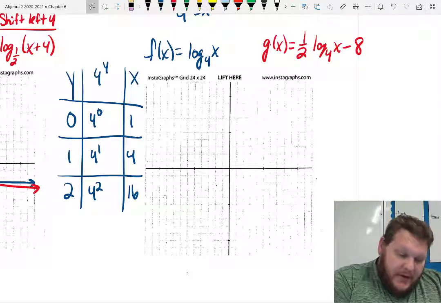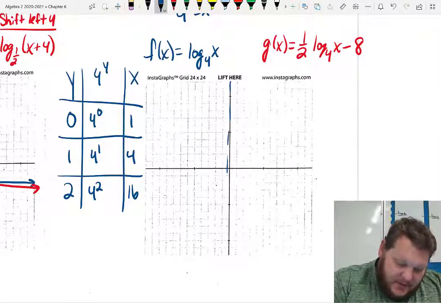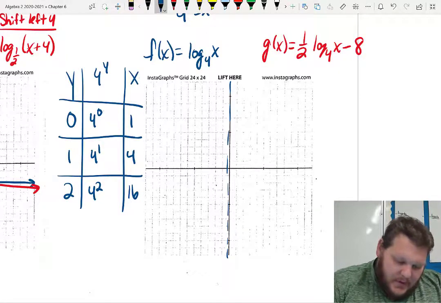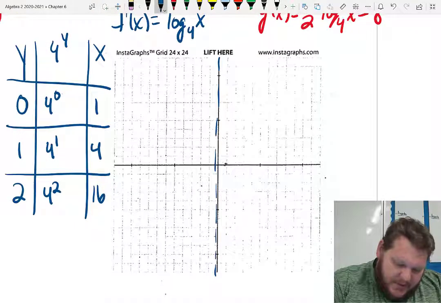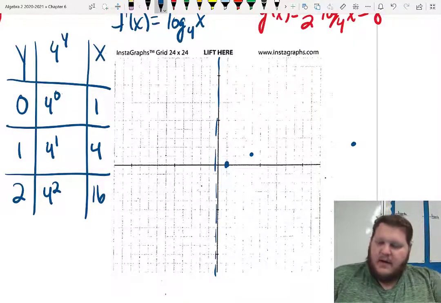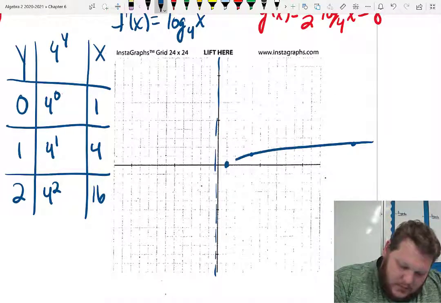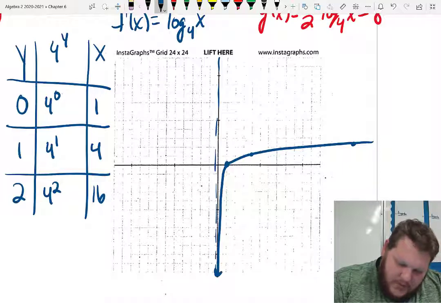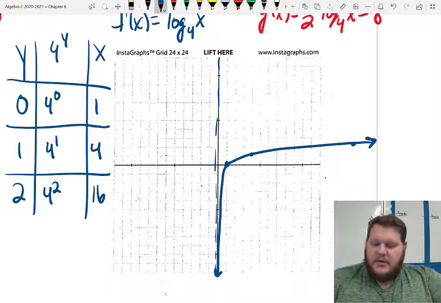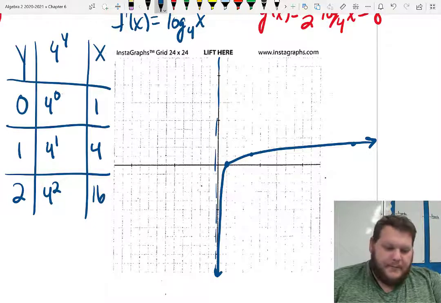So vertical asymptote at 0 still, so I'm still hunky-dory there. Again, (1, 0), (4, 1), and then (16, 2). So that's 10, 11, 12, 13, 14, 15, 16, 2 is about right there. It's about right there. There we go. There is my original f of x, my parent graph.